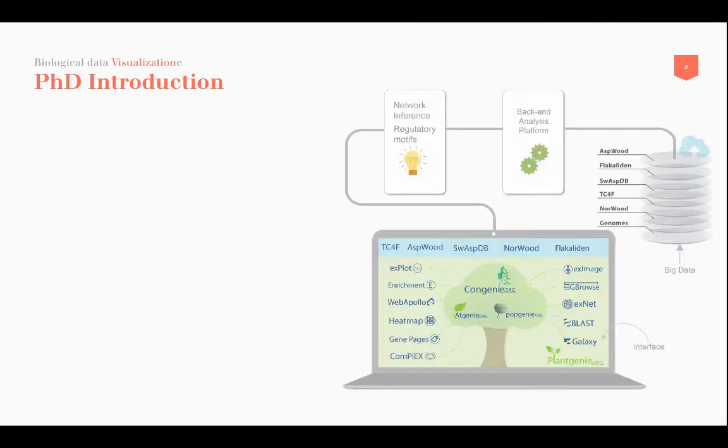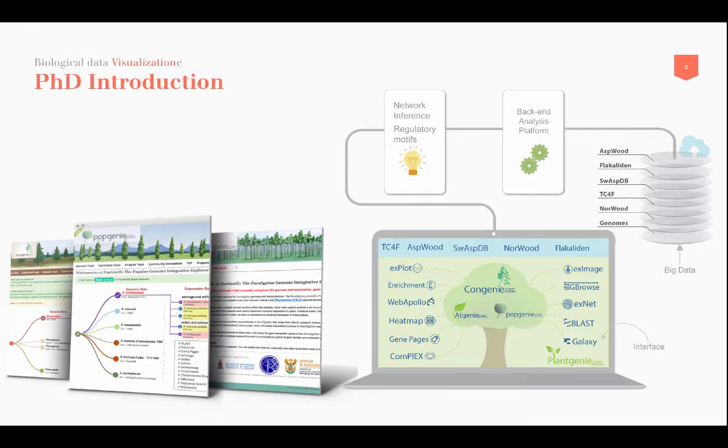Over the past few years, we have been working with PlantGene. PlantGene, which means the Plant Genome Integrative Explorer, is a collection of interoperable web resources for searching, visualizing, and analyzing genomics and transcriptomic data for different plant species. Currently, it includes dedicated web portals for enabling in-depth exploration of poplar, Norway spruce, and Arabidopsis.